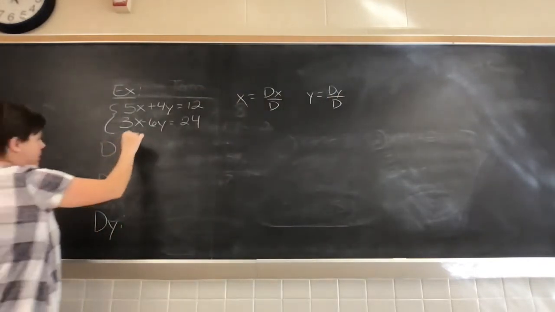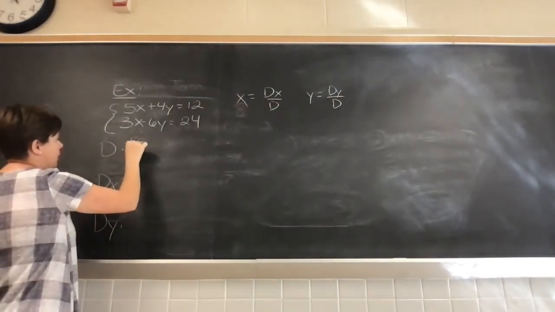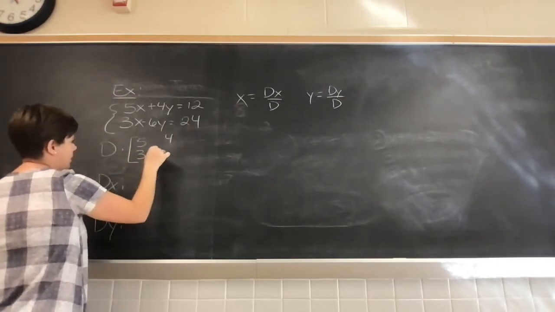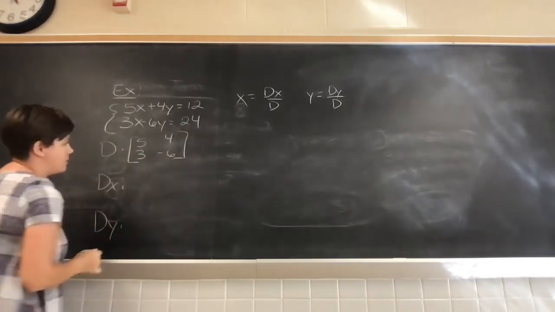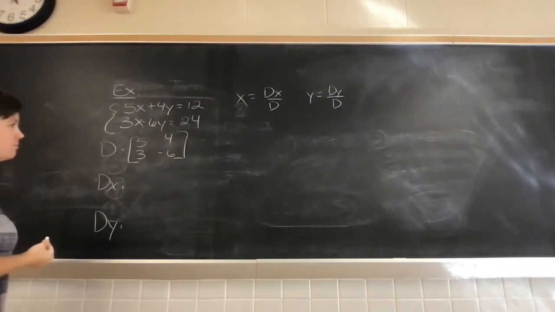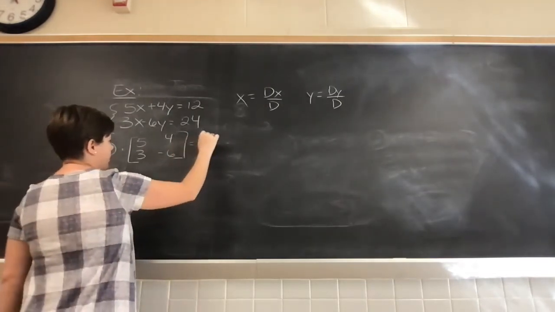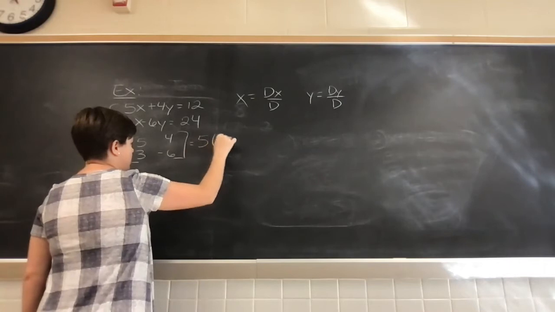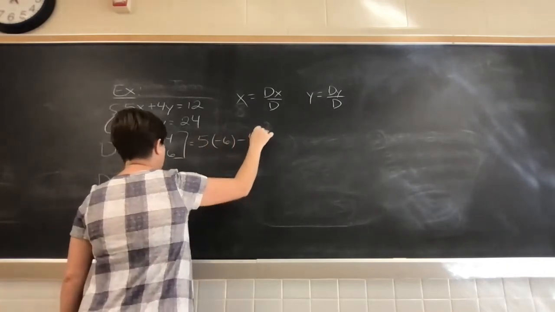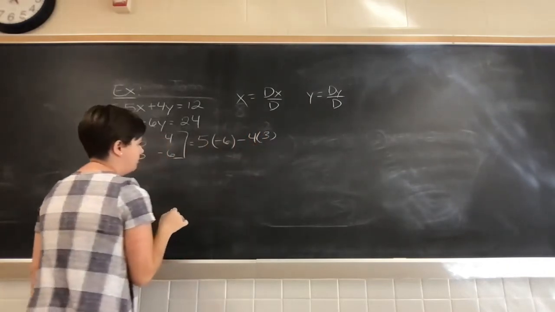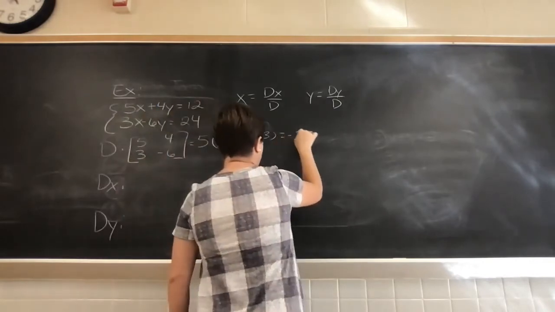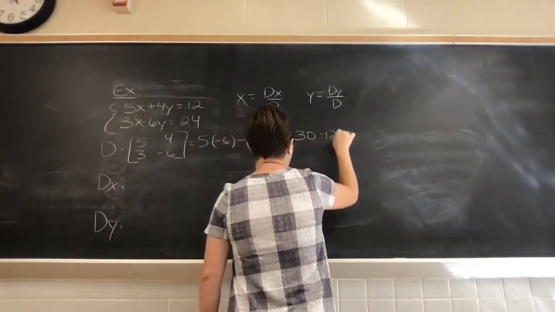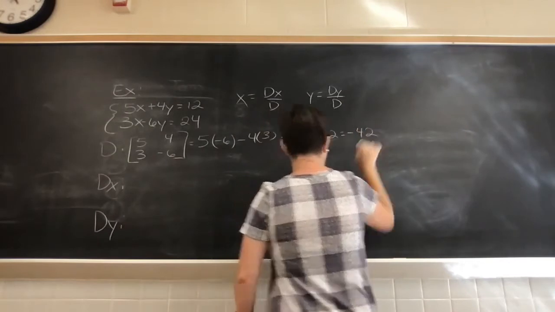So our determinant, we just write 5, 4, 3, and -6. You write your coefficients of your x's and your y's. You take your A times your D minus your B times your C. Negative 30 minus 12, negative 42.